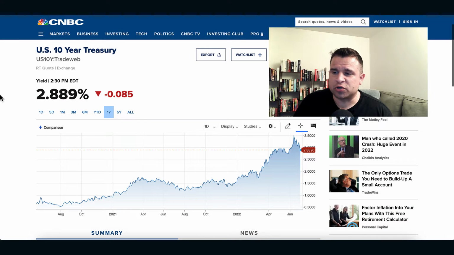So this is a 10-year Treasury chart. It's probably top of mind for most investors. This chart really drives auto loan rates, mortgage rates, etc. But it's actually a chart I think is way more important than a 10-year Treasury chart. Let's take a look at it real fast.